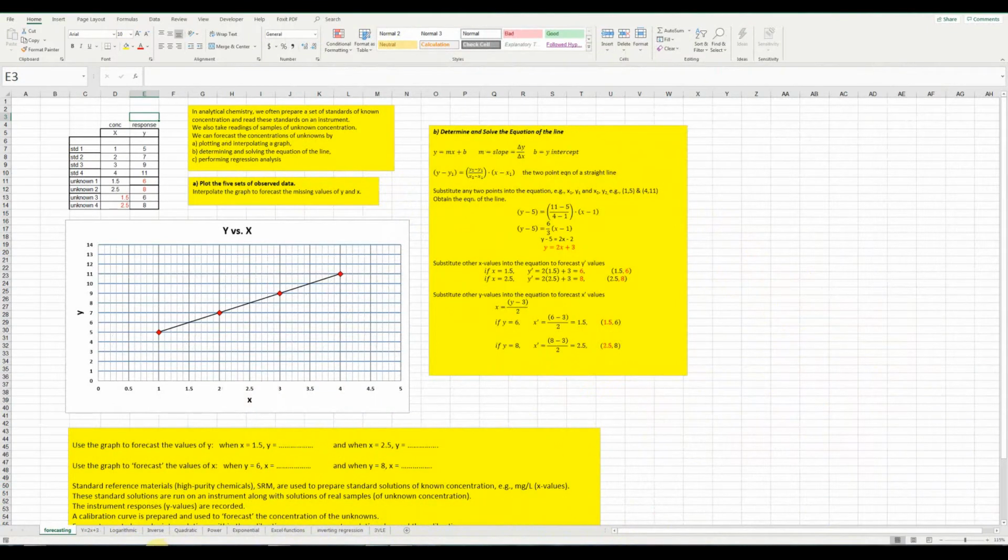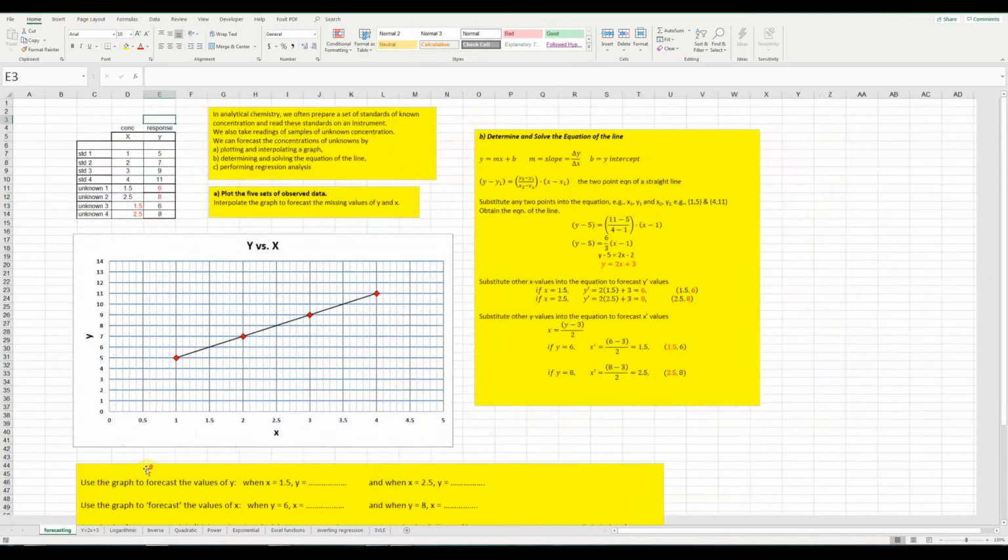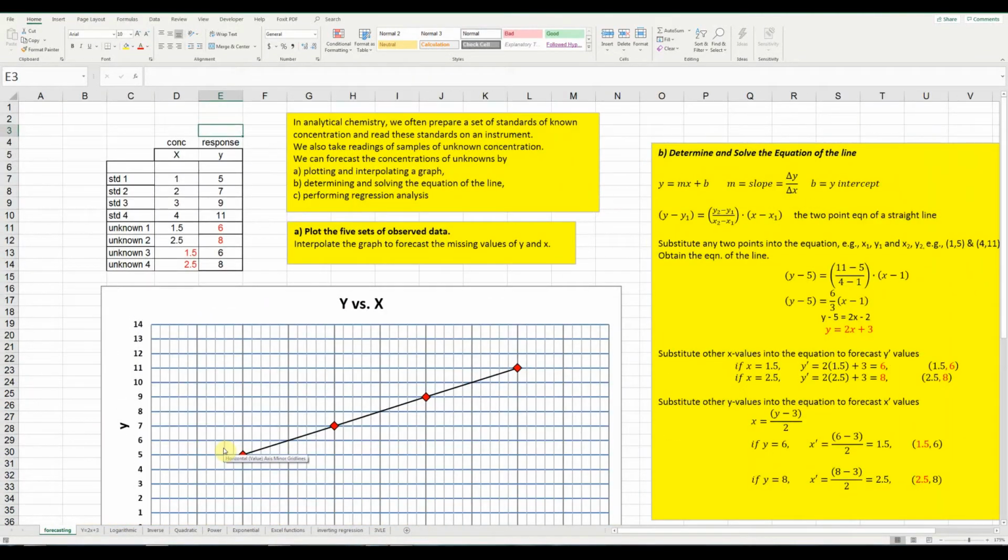So this Excel file is on Blackboard. It's called Calculator Lessons, and we'll be starting on the first tab, the first worksheet, called Forecasting. I want to explain how forecasting works.